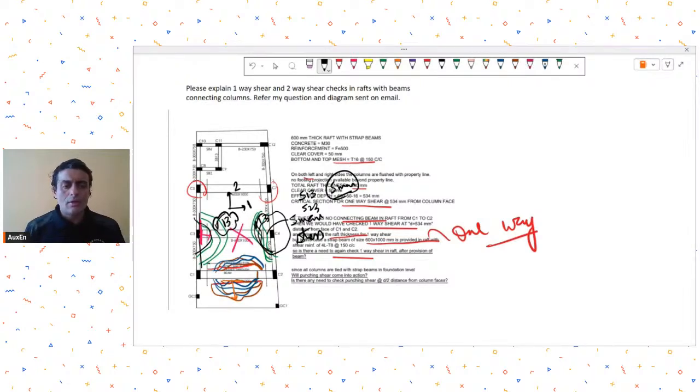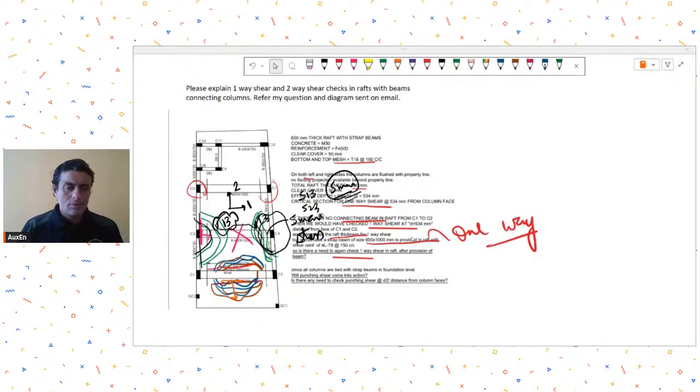If you are not getting a closed surface for these S max stresses, then you can sort of conclude that punching may not be important. Okay, so I hope this answers your question.